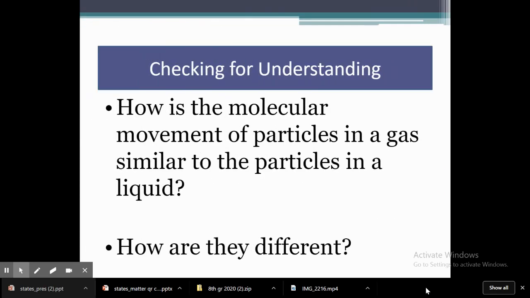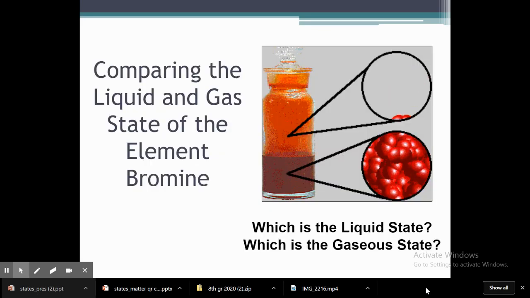Check for understanding. How is the molecular movement of particles in a gas similar to the particles in a liquid? How are they different? If we were to compare the liquid and gas state, and this is an element, bromine, as you can tell, the top is gas, the bottom is liquid. Look what's happening with those particles. Remember, gas particles move wildly around. They just bounce off of their container walls and off of each other, while particles in a liquid slide past each other. Now, which one has more energy, the gas or the liquid?